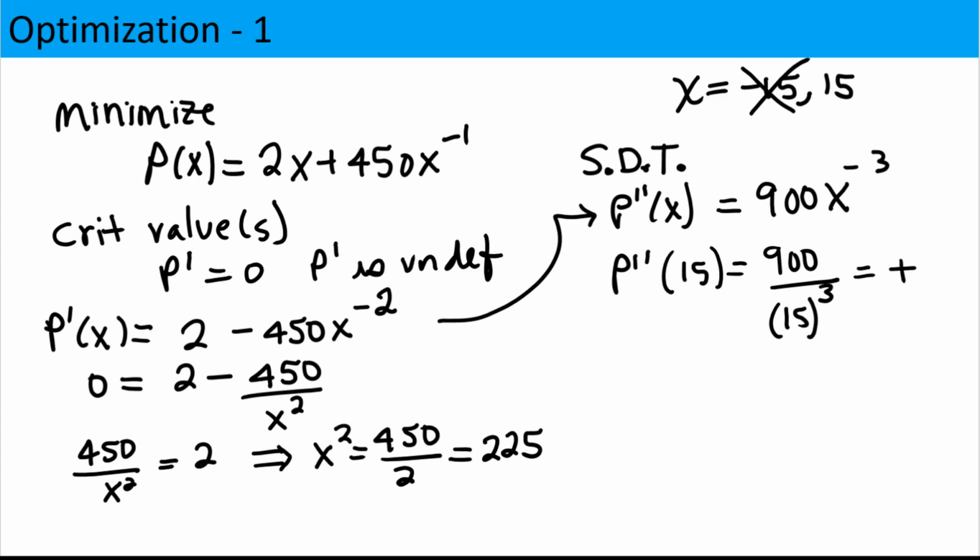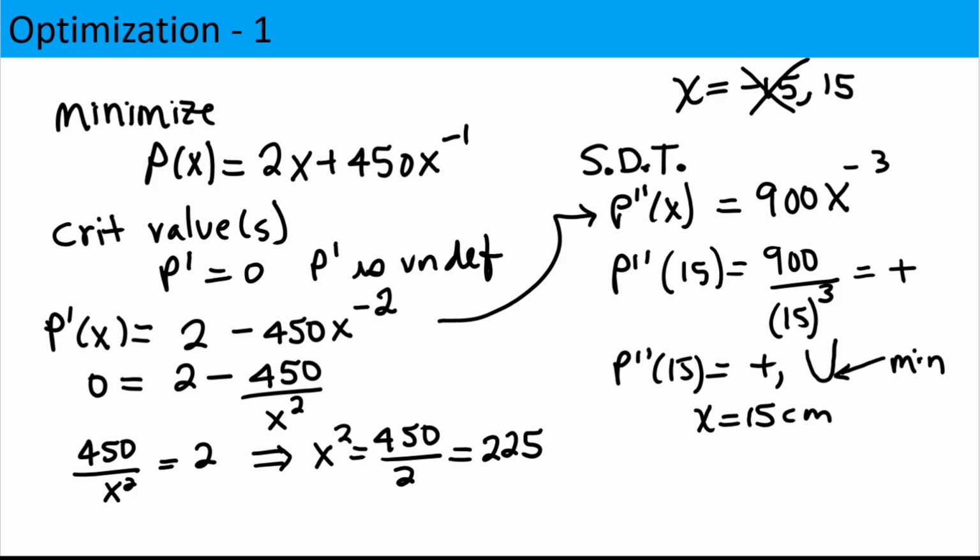If the second derivative is positive, then we know that it is concave up. And if it's concave up, the most extreme point is a minimum. We have demonstrated that at x equals 15, I believe the units of measurement were centimeters, we have a minimum.